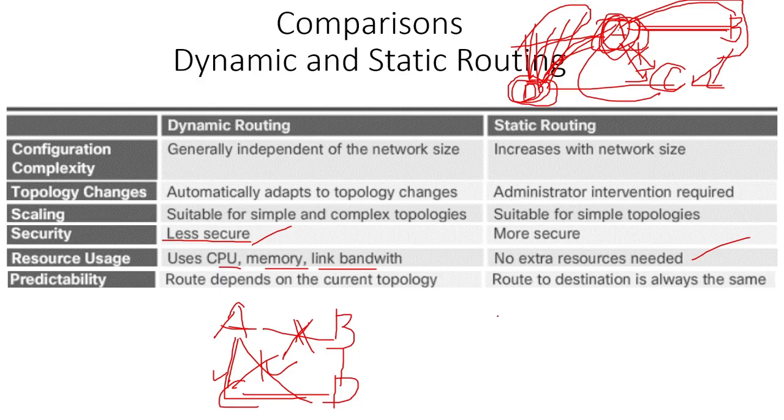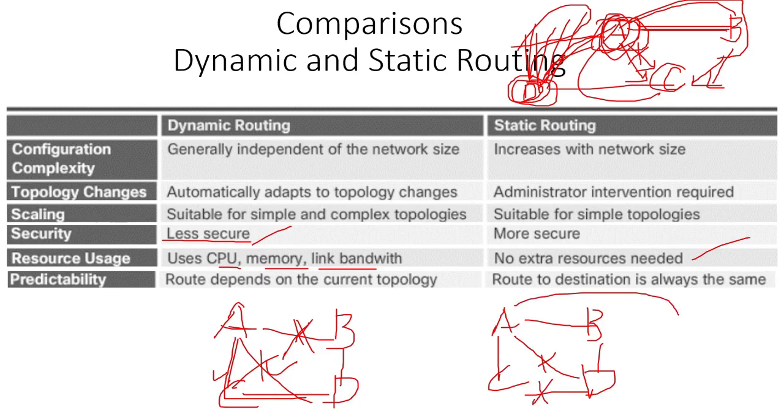In static routing, router A will always use the same path from A to D. If this breaks, the network administrator will reconfigure the router and add another path. And another path. If this breaks, the router can add another path.